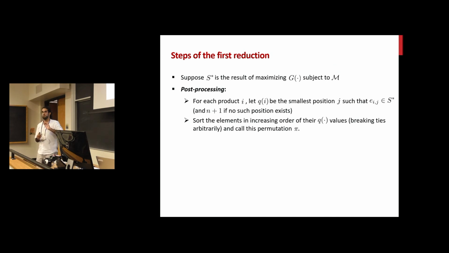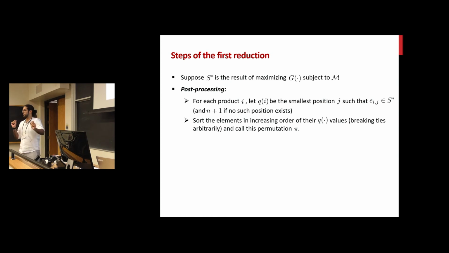So we look at this post-processing step. Think of each product i. Let q_i be the smallest position at which this product has appeared. If the product hasn't appeared in the set that was the output of the submodular maximization algorithm, let the score be n plus 1.